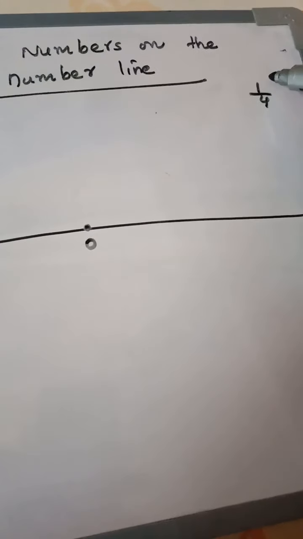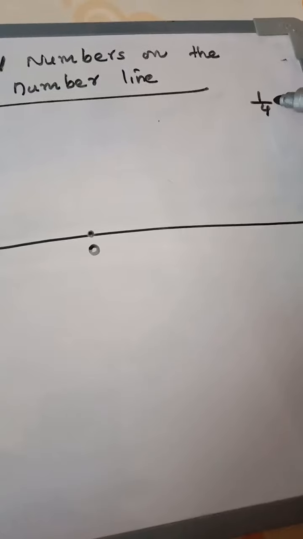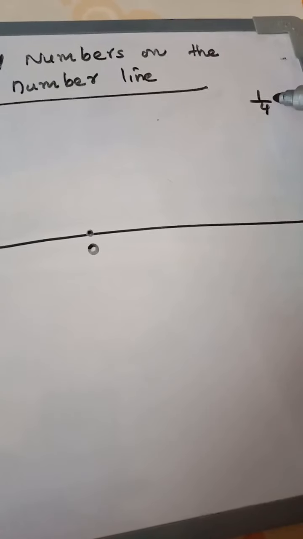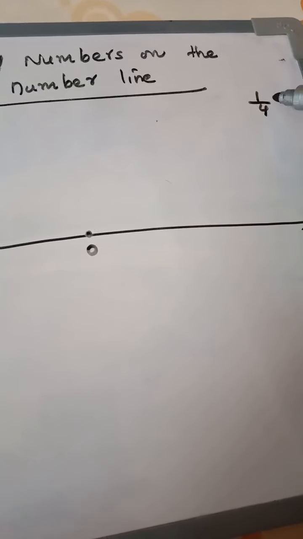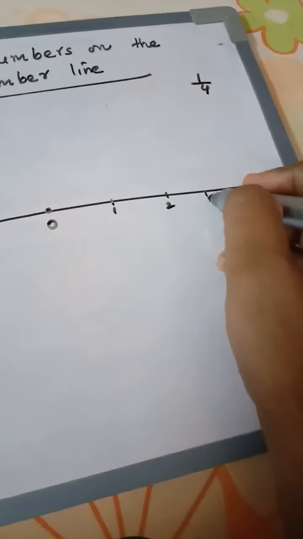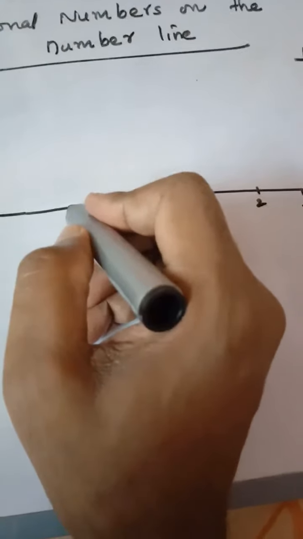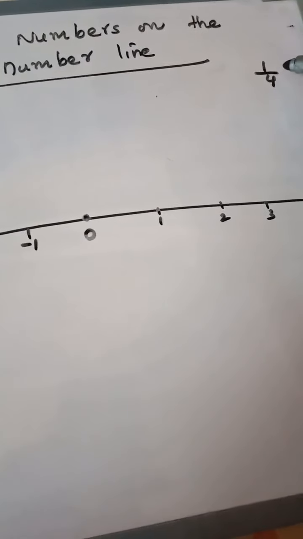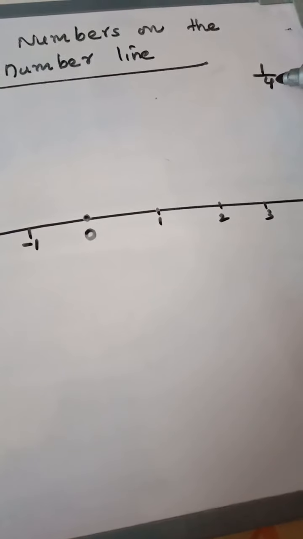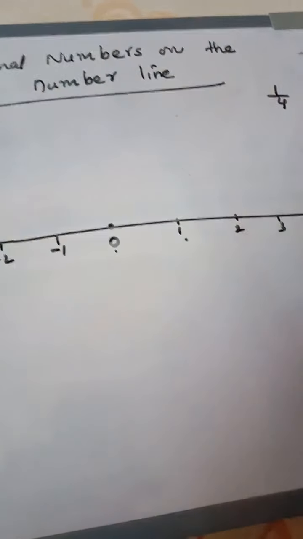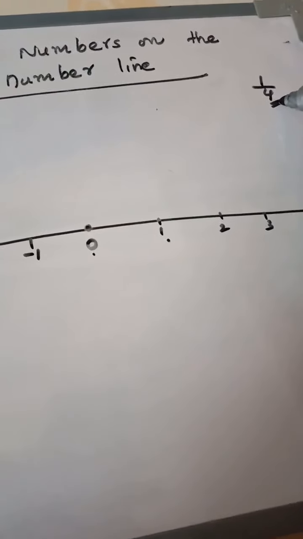Now here we know that 1 upon 4 is a proper fraction and its value will be less than 1. So what we have to do is take 1, 2, 3, etc. and negative integers minus 1, minus 2, minus 3, etc. Then to represent 1 by 4, a rational number, on the number line, we have to divide the portion between 0 and 1 into 4 equal parts.